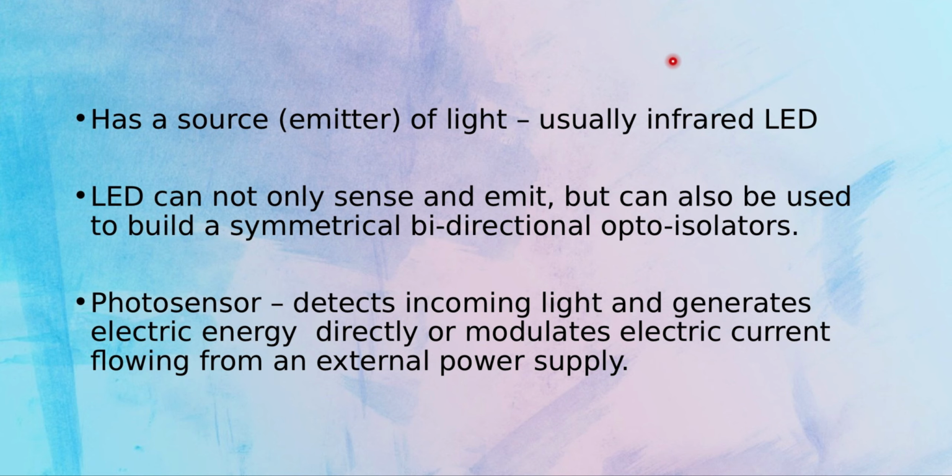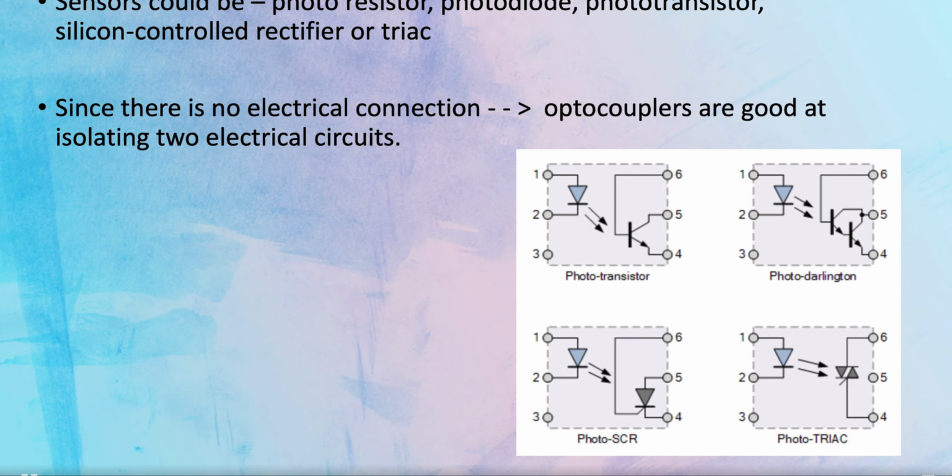Now, we also know that different types of photosensors can be used in this photocoupler. These photosensors, what do you think they do? They detect the incoming light that comes from the LED and falls on them, and they generate electric current directly, or they modulate the electric current flowing from an external power supply. So let us see what are the different types of phototransistors that could be used. We could use photoresistors, a photodiode, silicon control rectifiers, triacs, and a lot more.